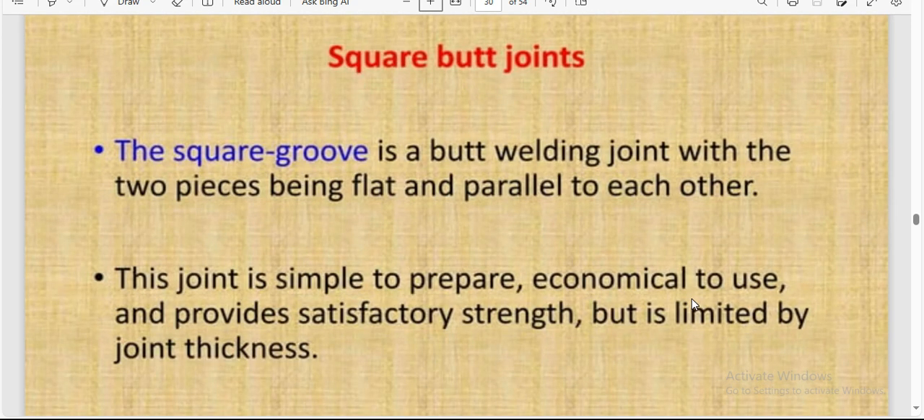Square butt joint. Square groove is a butt welding joint with the two pieces being flat and parallel to each other. They must be flat and parallel to each other. In that case, we call it the square groove. This joint is simple to prepare, economical to use, and provides satisfactory strength, but it is limited by joining thickness, based on the thickness of the materials.